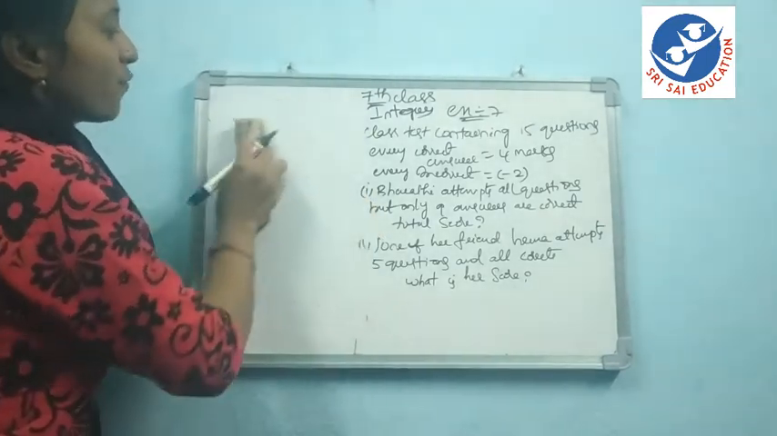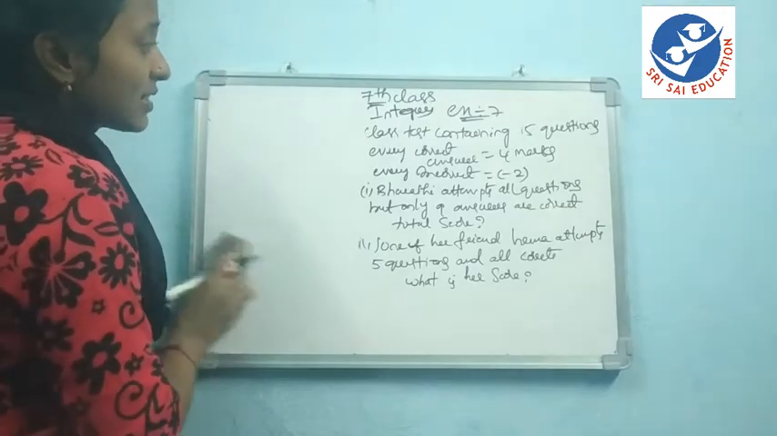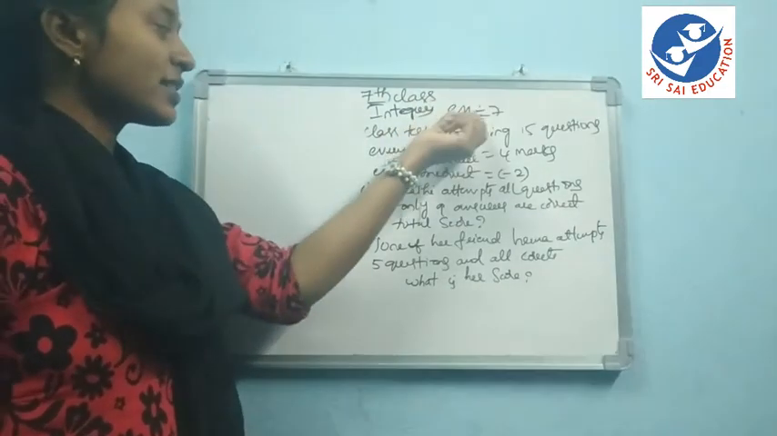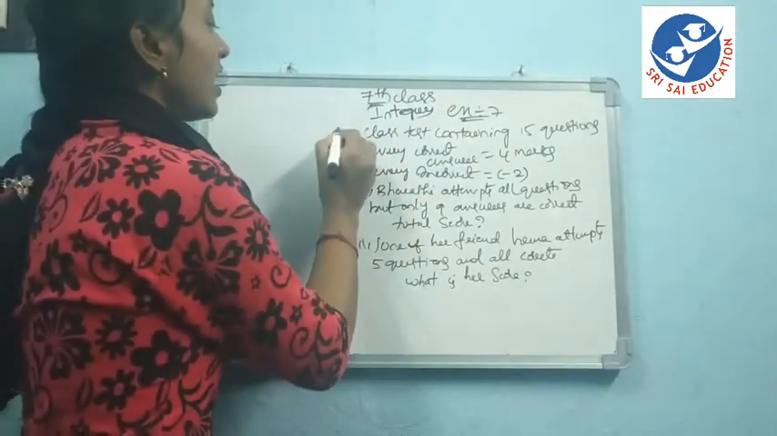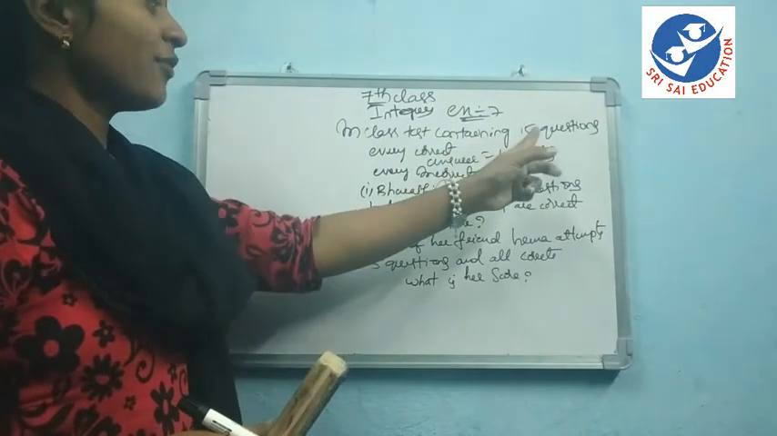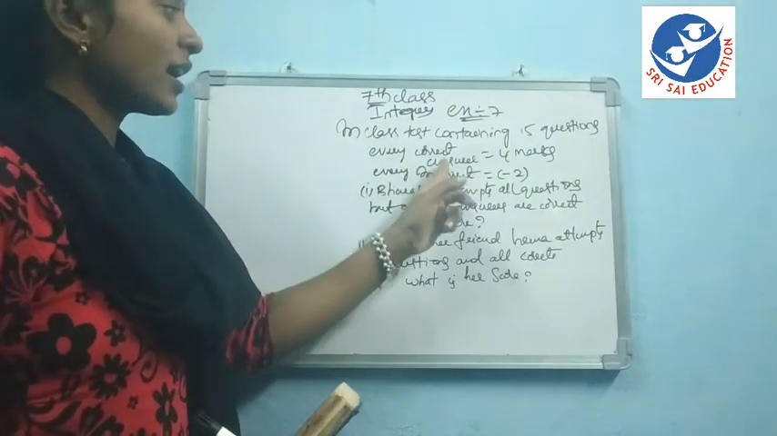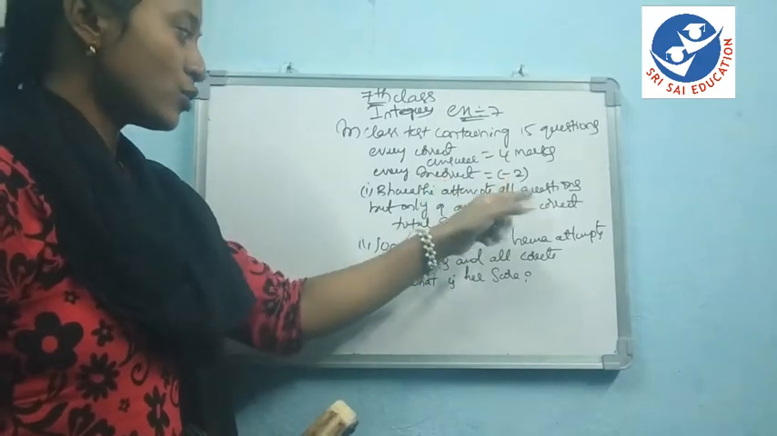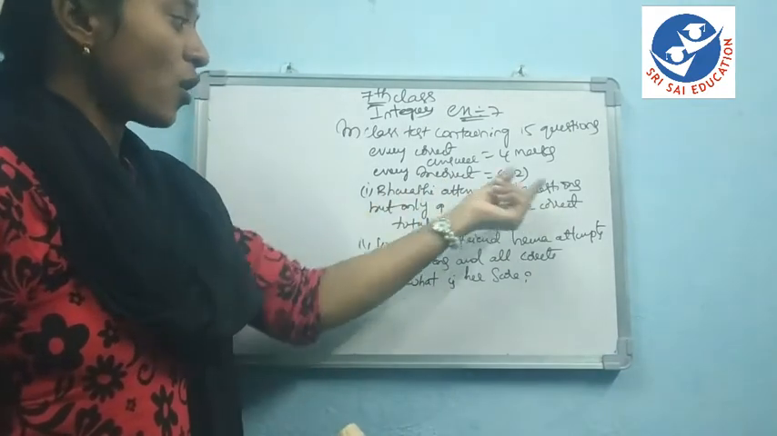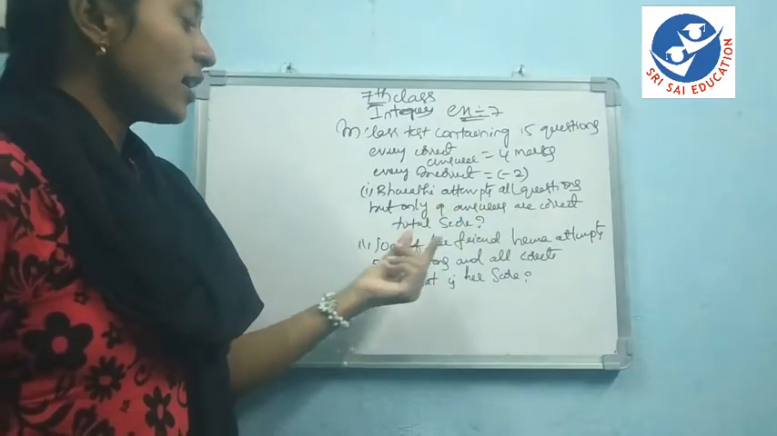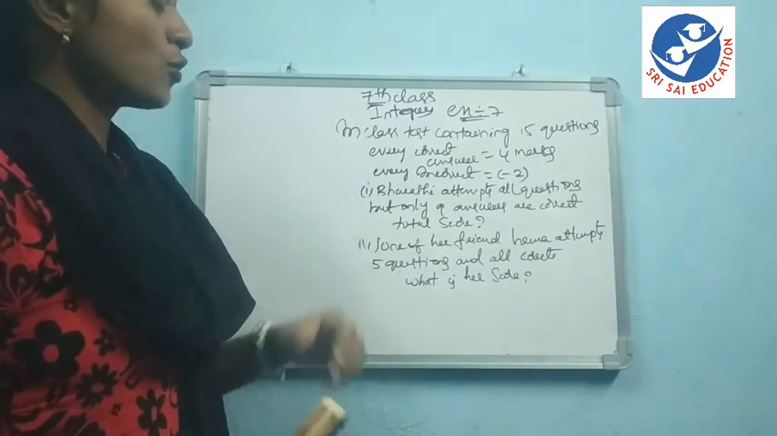Exercise 6 is completed. Now exercise 7. In a class test containing 15 questions, every correct answer gets 4 marks and every incorrect answer gets minus 2. Bharati attempts all questions but only 9 answers are correct. What is the total score?